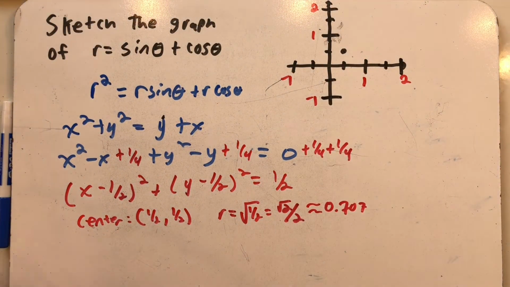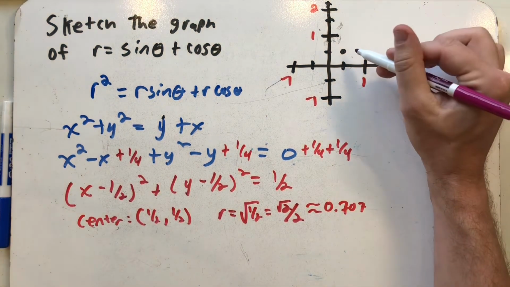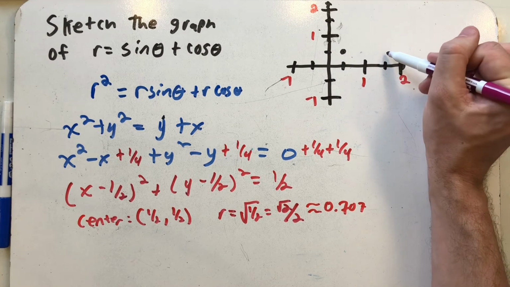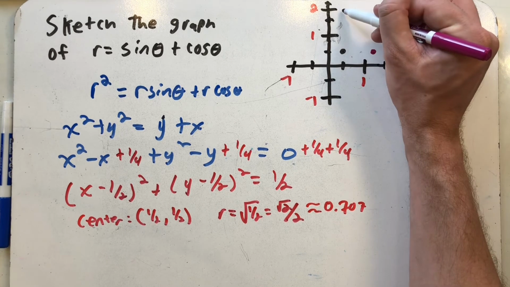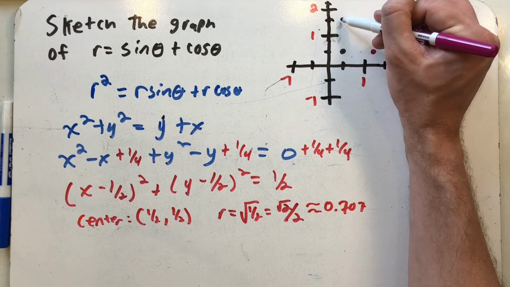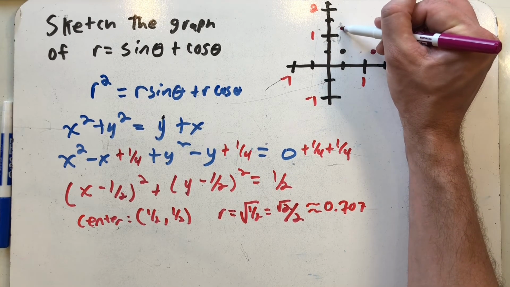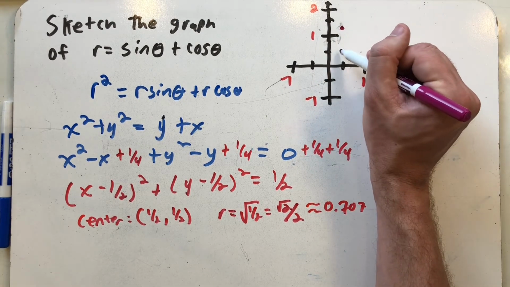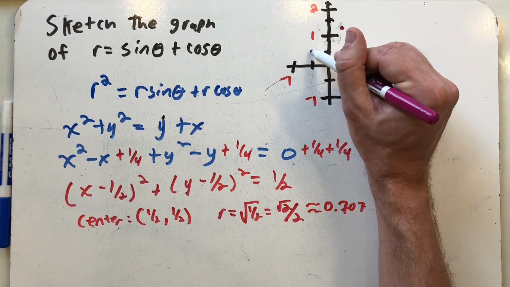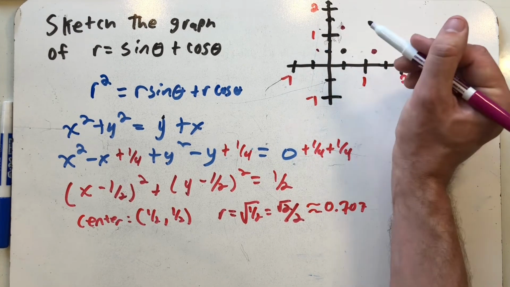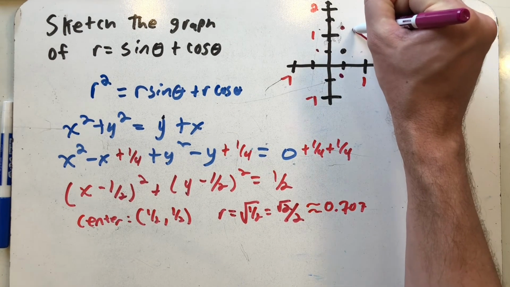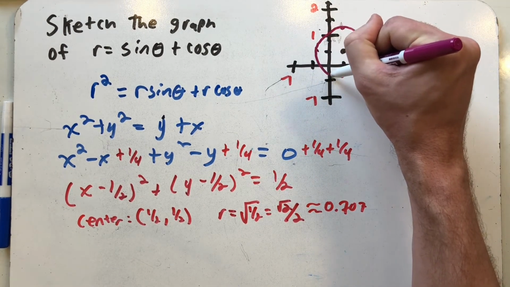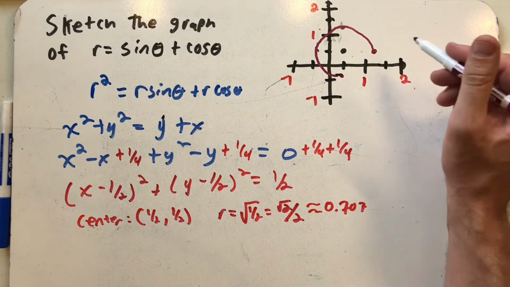So I have my center at 1/2, 1/2, and now I'm ready to imagine drawing the circle. So I need to go to about 0.707. Well, 1 would be here, 0.75 would be here, so maybe just about there. Just trying to draw a circle around that point that has a radius of the square root of 2 over 2.